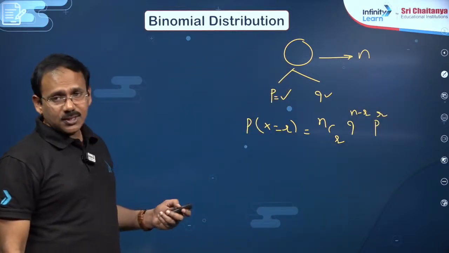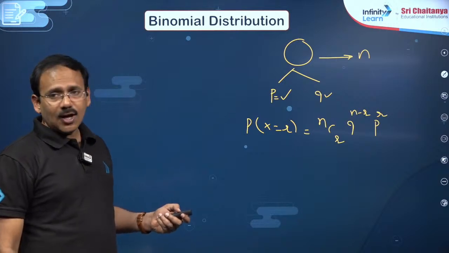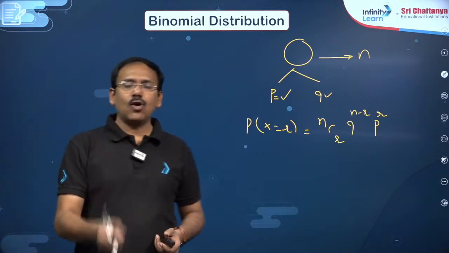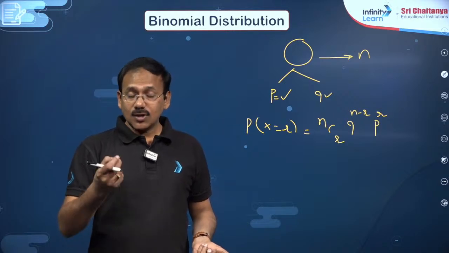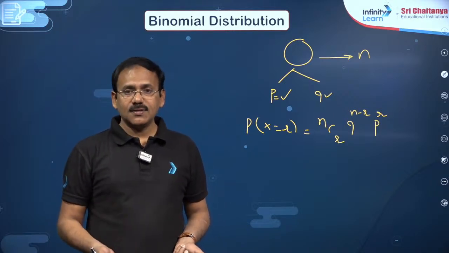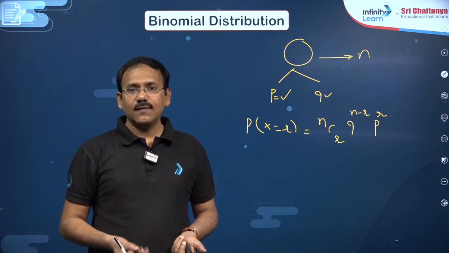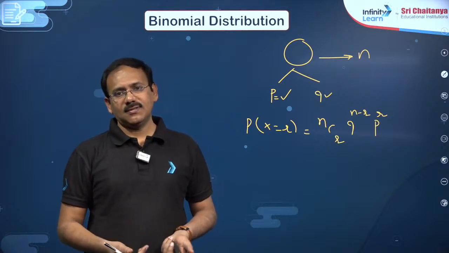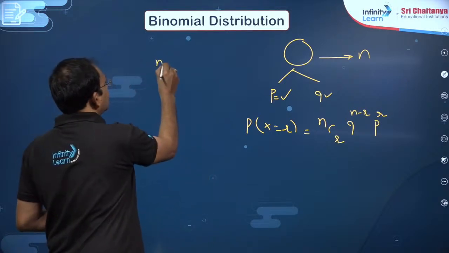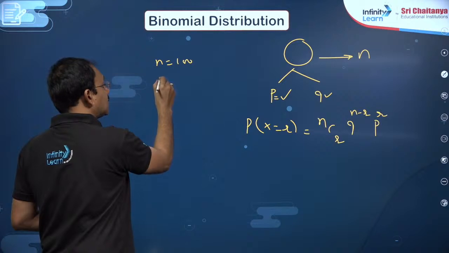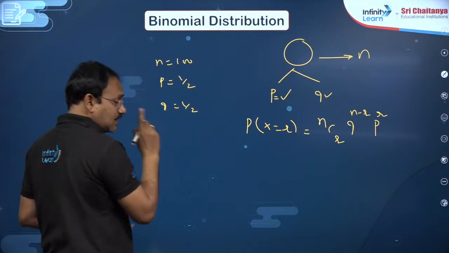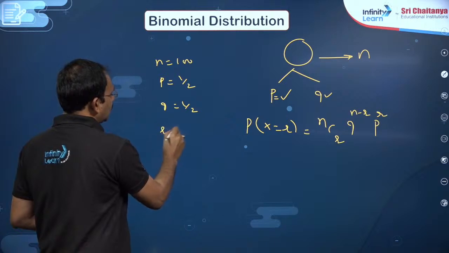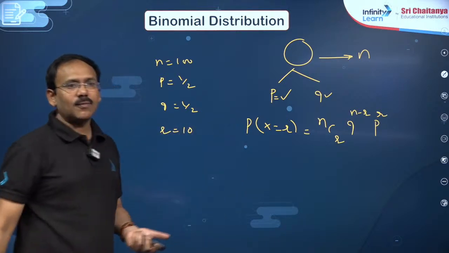So if you know this point, the logic is simple. For example, there is a coin, maybe an unbiased coin, and that coin is tossed 100 times. What is the chance that we get head 10 times? That means the number of trials is 100, the success chance is 1 by 2, and the failure chance is 1 by 2 in a single trial. You want 10 successes, so you can apply the formula.